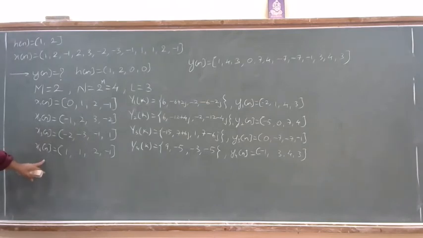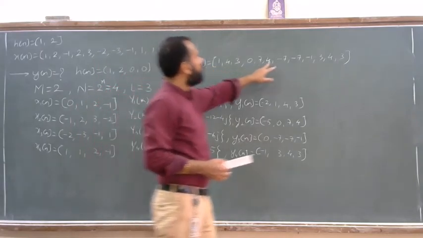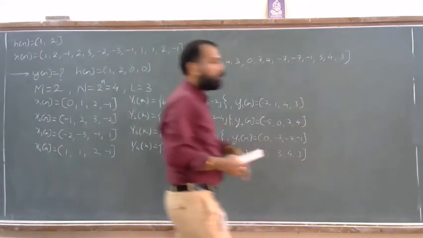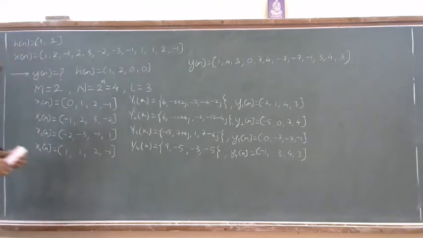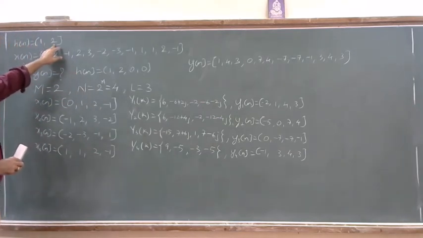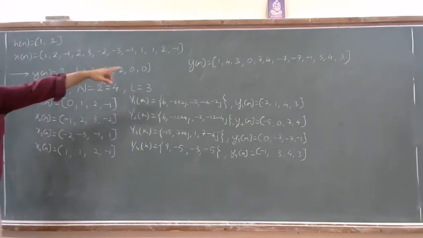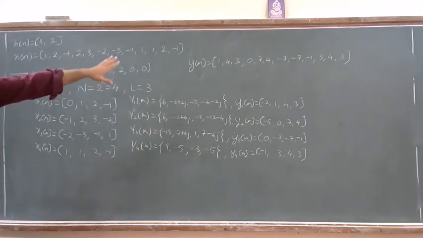Is this correct? How many samples are there in the output? There are 12 samples. How many samples are expected to be in the output? According to the length of the impulse response and input, there should be at least 13 samples. But here we are getting only 12 samples. Now that is because of loss of data.